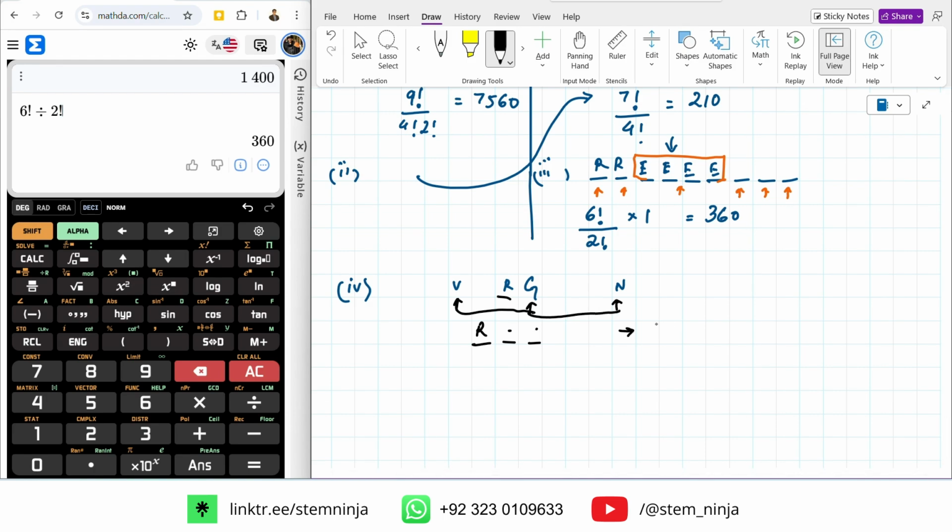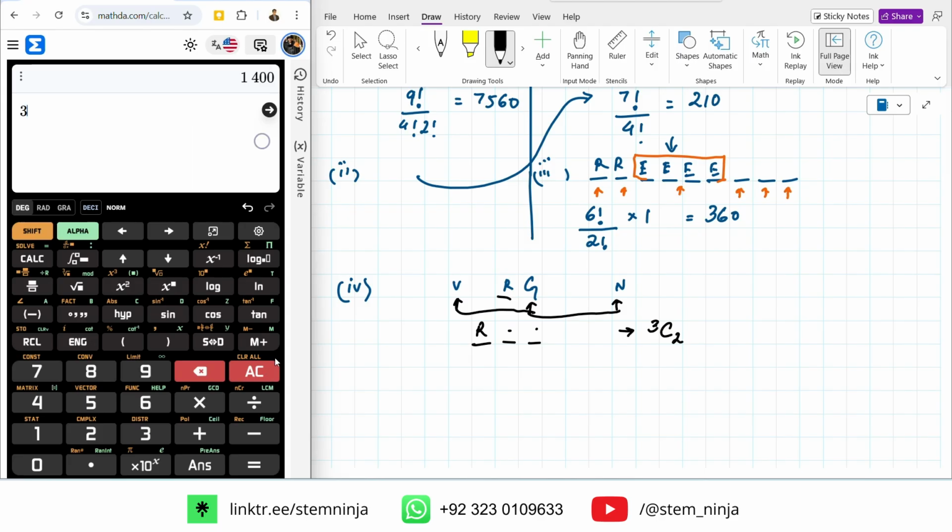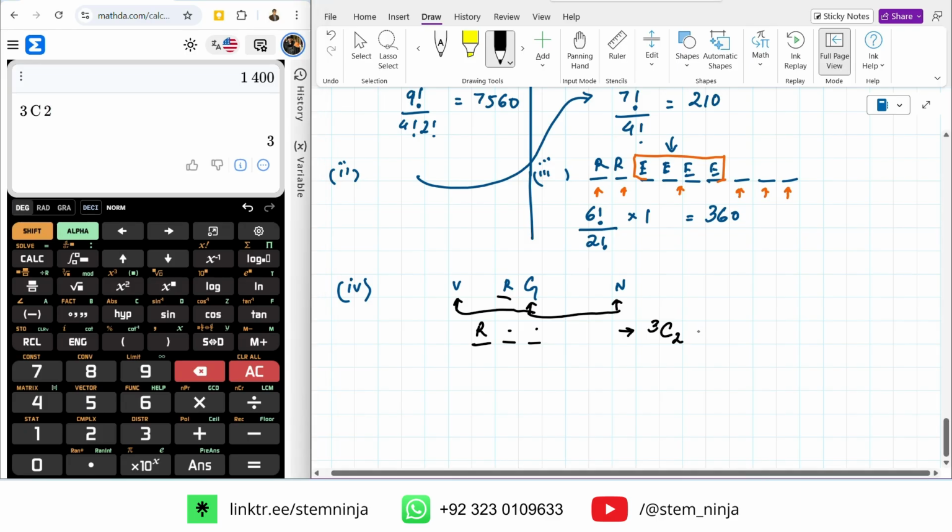So this would just be simply 3C2, so simply 3 ways. Right, okay.